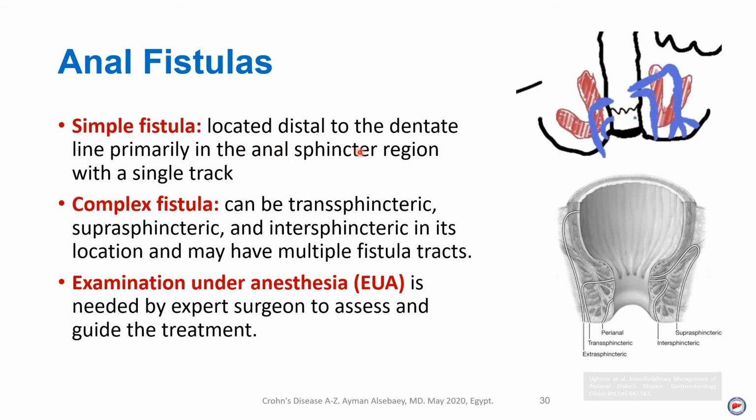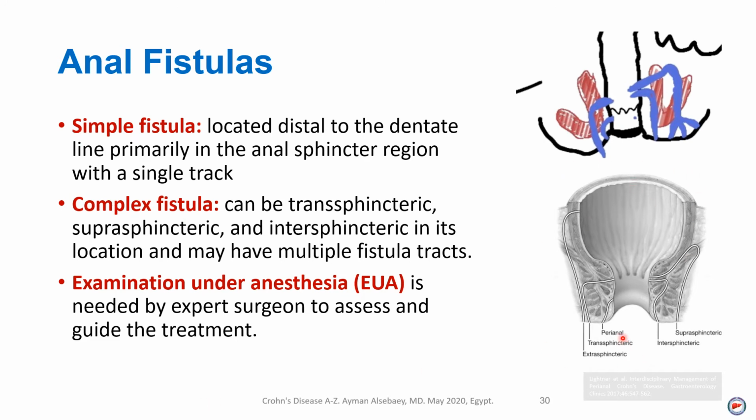Simple fistulae are located distant to the dentate line, and they are primarily in the anal sphincter region with a single tract. This one, like this one. Okay. The complex fistula may be transsphincteric, suprasphincteric, or intrasphincteric. Okay, and may have multiple tracts. Of course, the best examination for fistula is done by the surgeon under general anesthesia, so he can examine the tract and the presence of abscess or not. Okay.